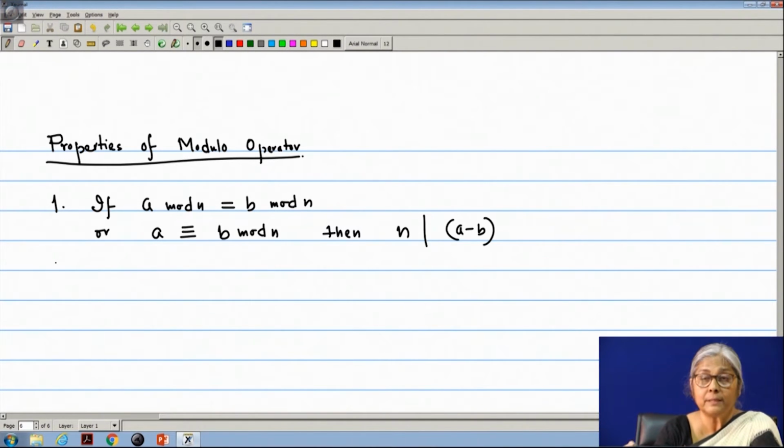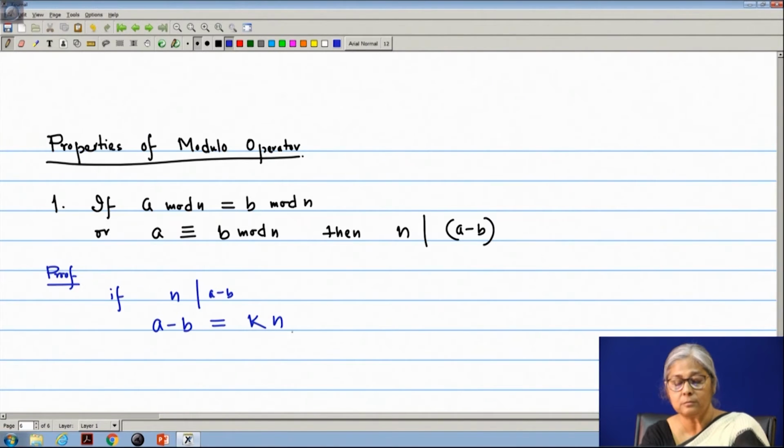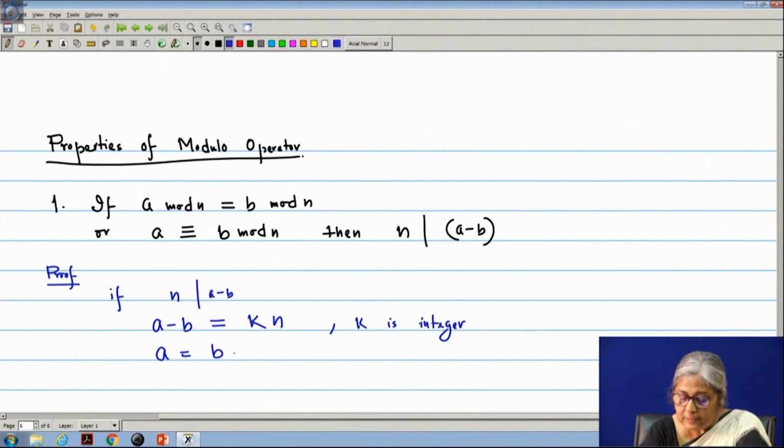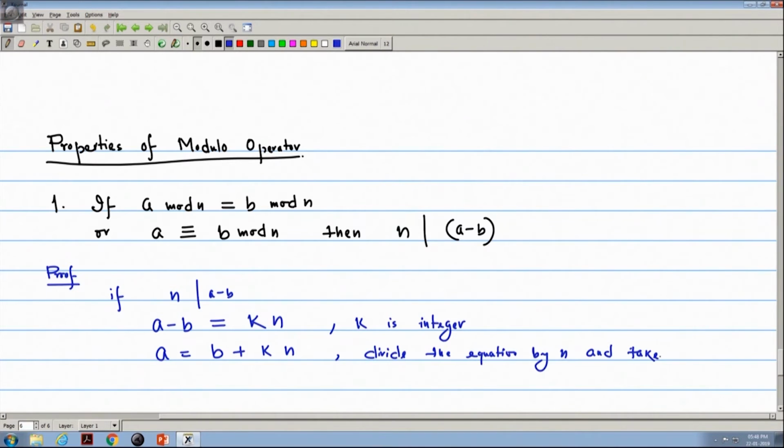How can we explain this? We can write the proof, or some explanation, because it is trivial. If n divides a minus b, that means a minus b equals kn, because there is no remainder, and k is the quotient, an integer. So, a equals b plus kn. Now, this equation, I divide by n and take the remainder.